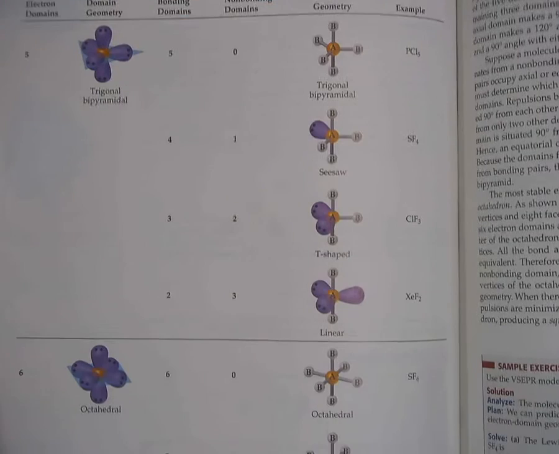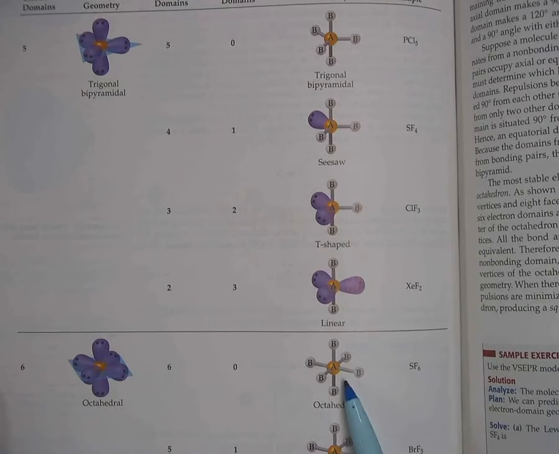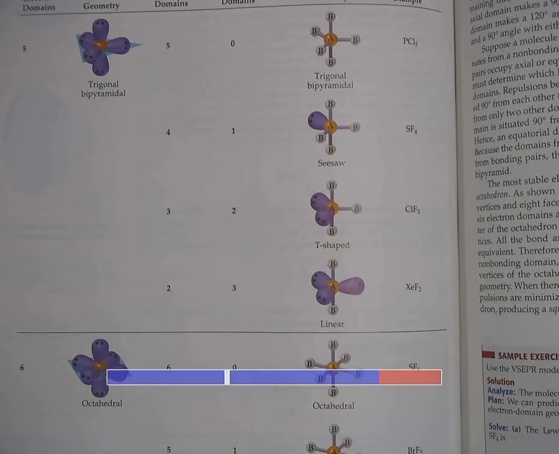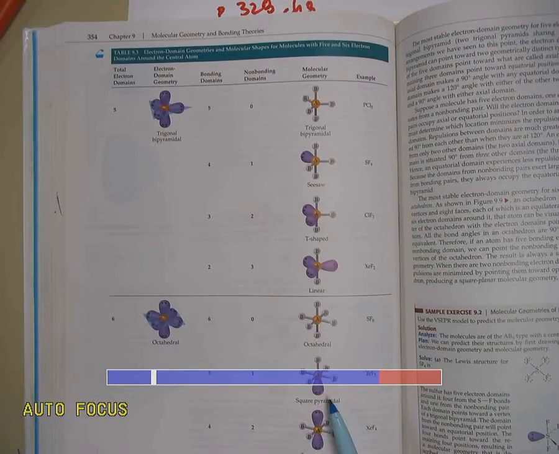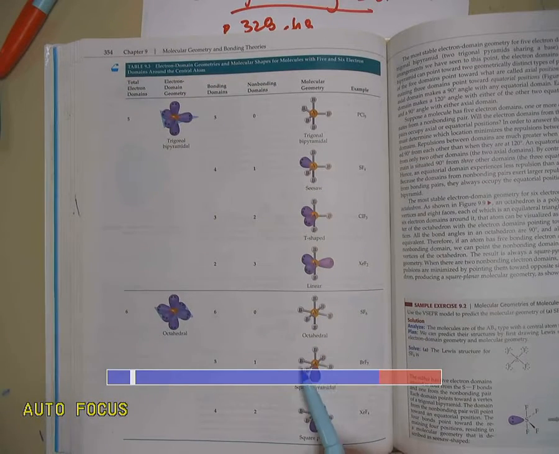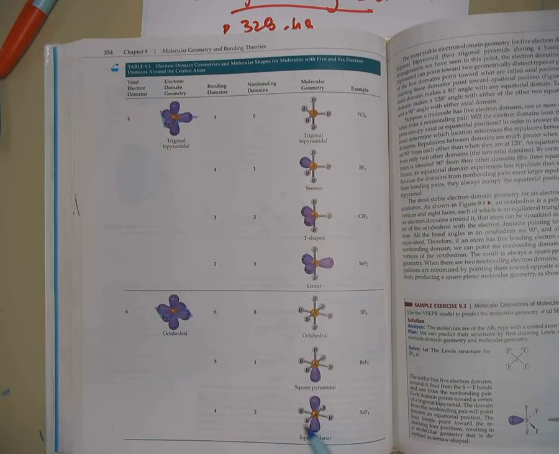Yep. Down here, 6 bonded, 0 non-bonded, octahedral. 5 bonded, 1 non-bonded, square planar. And then right down here at the bottom, square pyramidal, because it makes a pyramidal shape right down here. And then this is square planar because this is a square in one plane of existence.